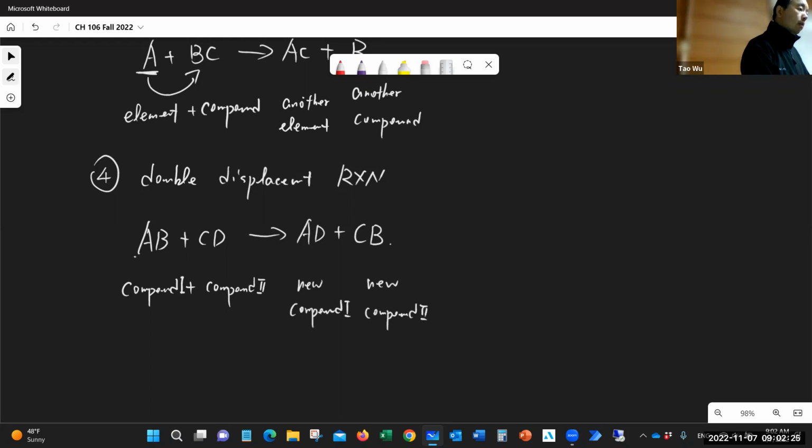You can see A and C replace each other. A is replacing the C, and C also replaces the A, so they make two new compounds. That is why this is called a double displacement or double replacement. This is the special one. If you see two compounds in the reactants and also two compounds in the products, obviously this is a double displacement reaction. The last reaction is called the combustion reaction.